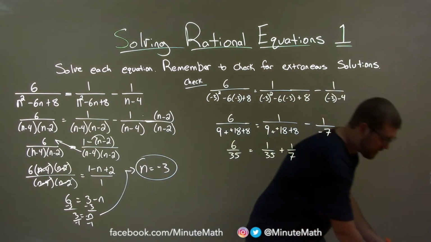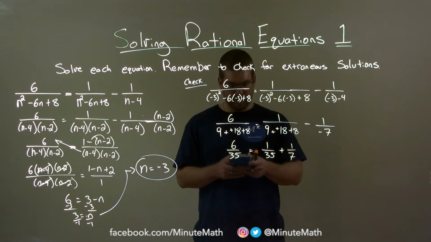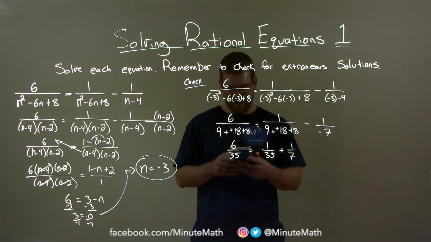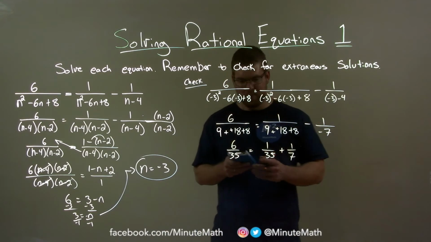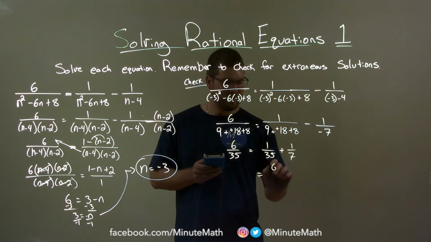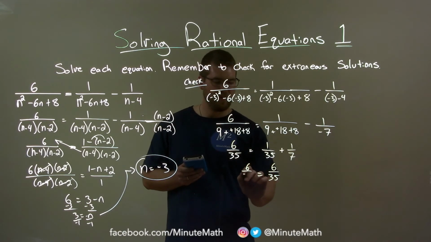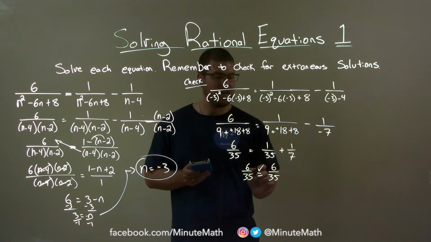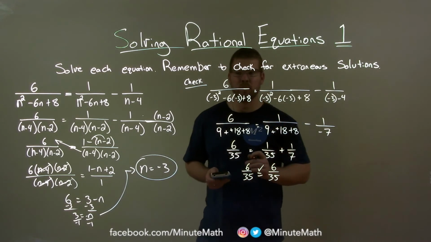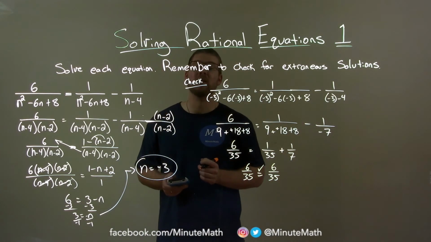Now, I don't feel like going into adding fractions. Let's use our calculator really quickly here. I can't believe I'm using my calculator, but it's okay, I've already committed. On the right hand side, 1 over 35 plus 1 over 7 is 6 over 35, which is equal to the left hand side, 6 over 35. The left and right hand side are both equal, meaning that n equals negative 3 is my final answer.